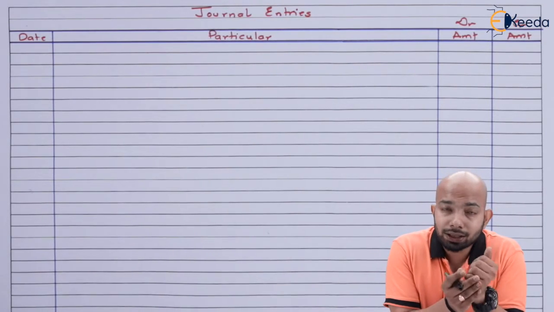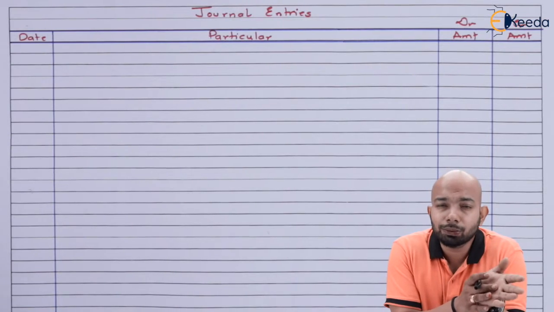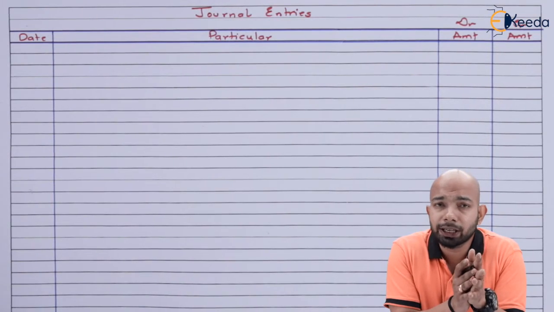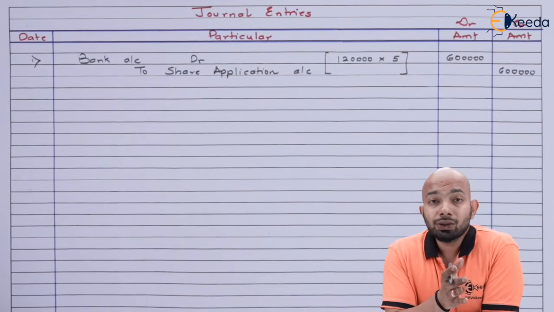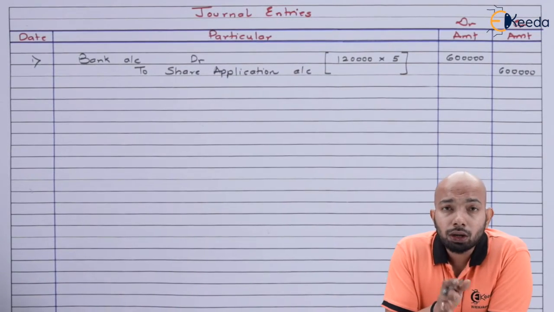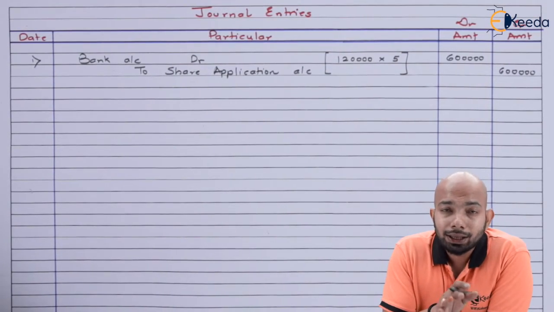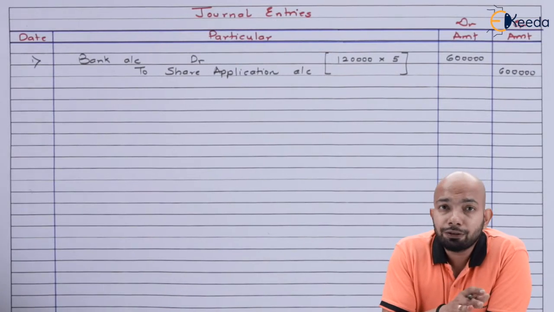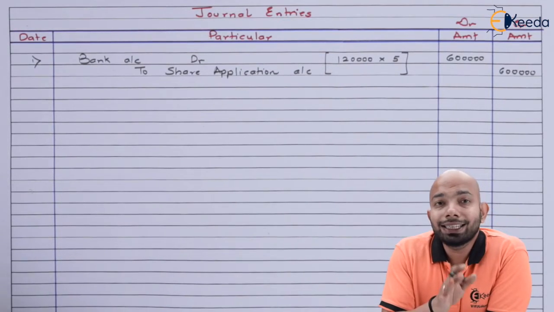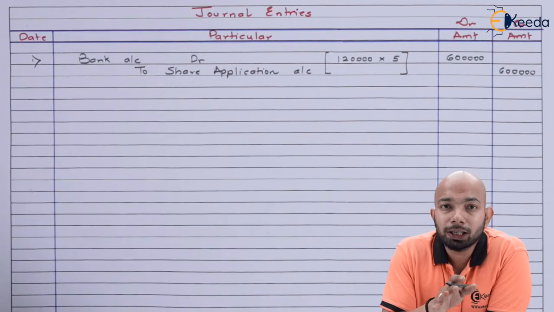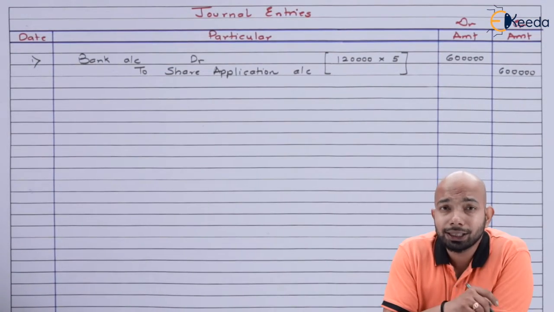So the first entry that we'll be passing here is the receipt of application money. Subscription was received for 1,20,000 shares multiplied by the amount on application, that is 5 rupees. So we have received a total of 6 lakh rupees, and out of that we are supposed to refund the share value of 10,000 shares. That means 10,000 multiplied by 5 rupees is the rejected or refunded application. So we have passed that entry now.